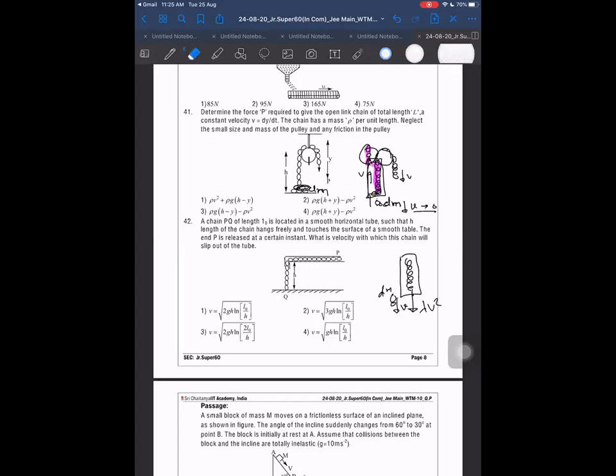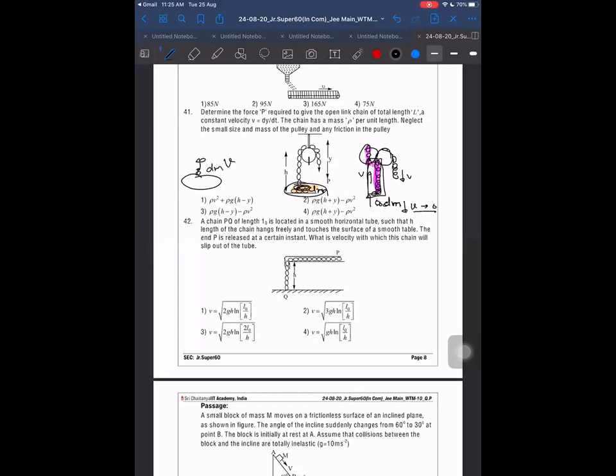On this chain, what force will be acting? Yes, lambda v squared downwards, where lambda is rho. Or we can think in another way. If you are not understanding this, you can take this as a system. If I take this as a system, then how much particle is being ejected? A dm particle is being ejected. With what velocity is it being ejected? With v velocity it is being ejected.